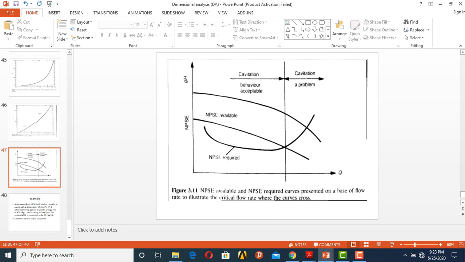The net positive suction energy required takes up this curve. The point where these two curves meet, the net positive suction energy available and the net positive suction energy required, is what we call the critical point. Before that point, no cavitation. After that point, cavitation begins.